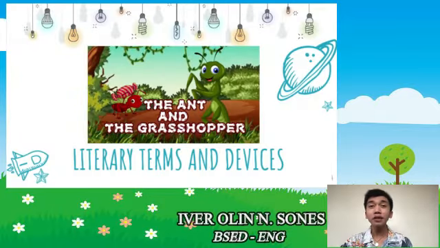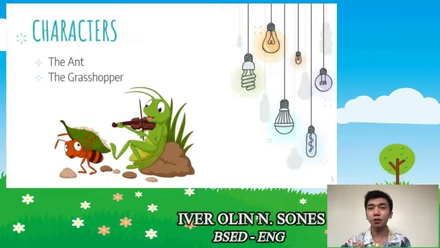Now, we are going to discuss the literary terms and devices in the story. First is the character. A character is a person, animal, being, creature, or thing in a story. Writers use characters to perform the actions and speak dialogue, moving the story along a plot line. In our story, the characters are the ant and the grasshopper.